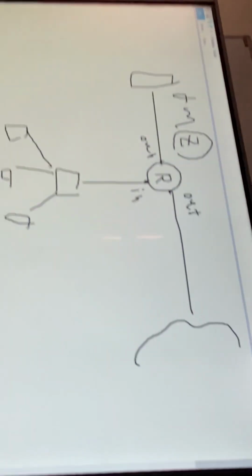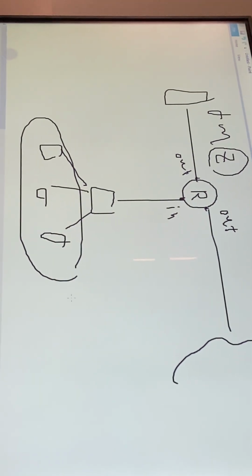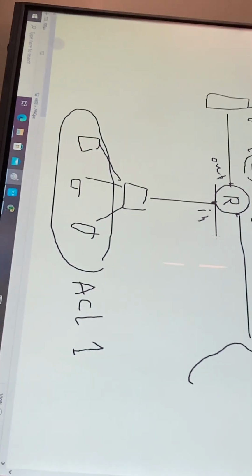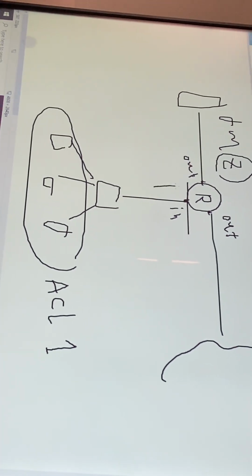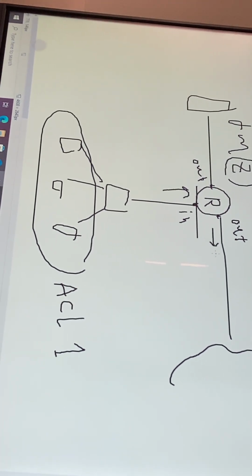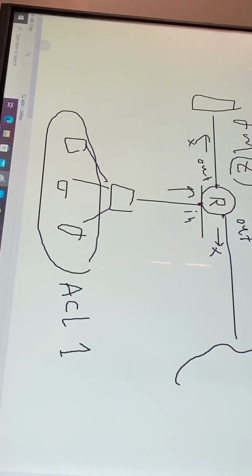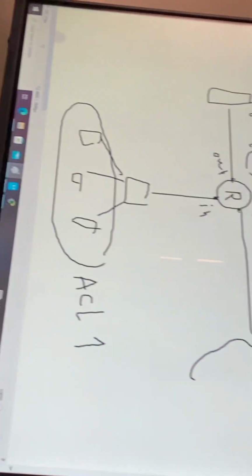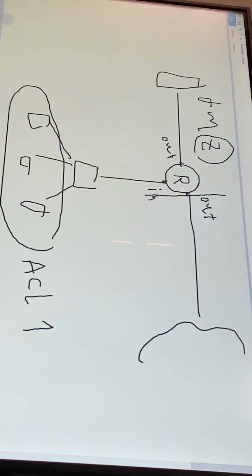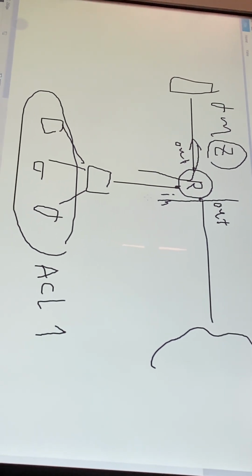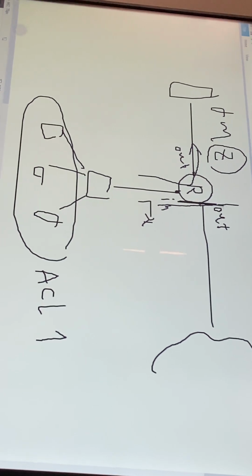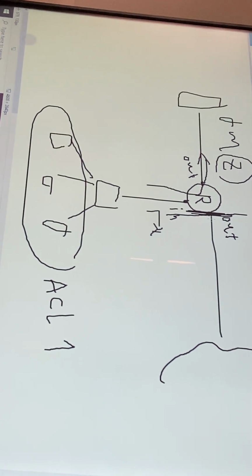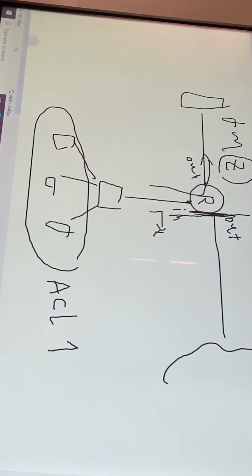If I deny the access list, access list 1, on the in of the router, it will not enter the router. So it will not go here or here, because it will not enter the router. But if I deny it from outside, from here, it can go in and go like this, but it cannot go like this, because this one is denied. Is it clear? So what I will do now is apply it on the in.